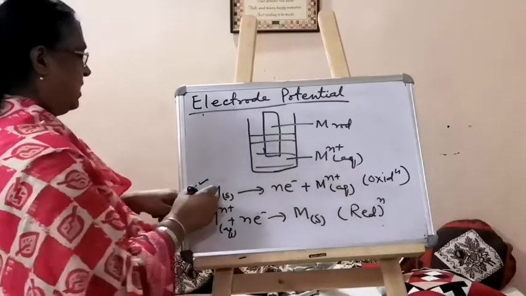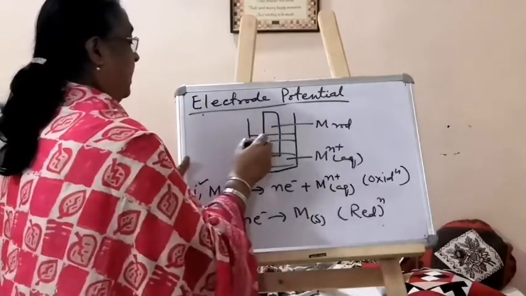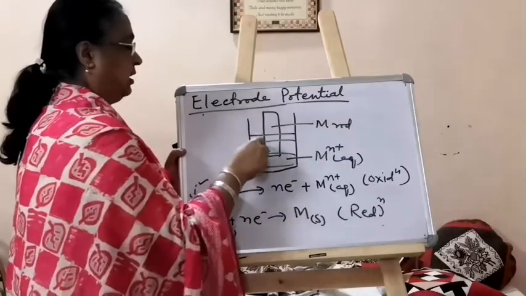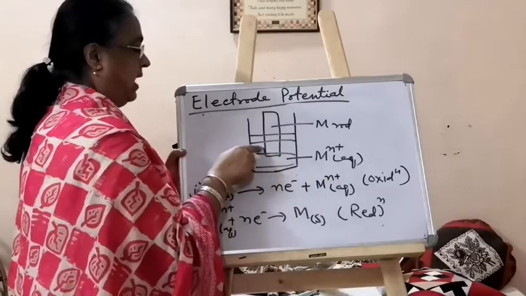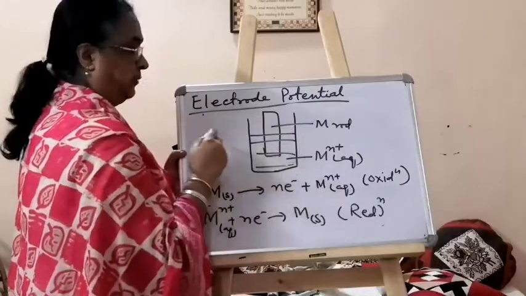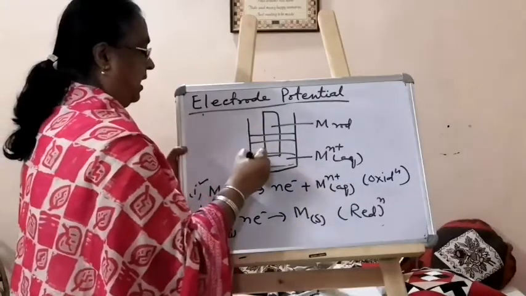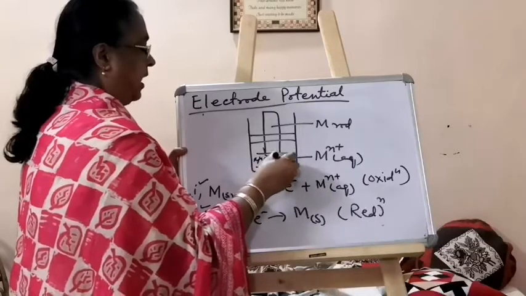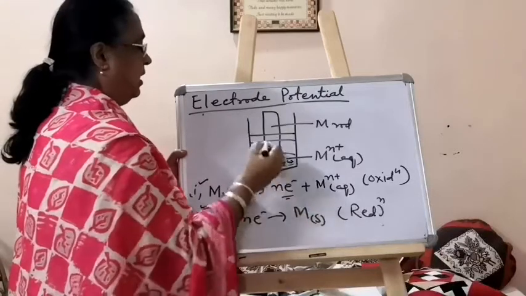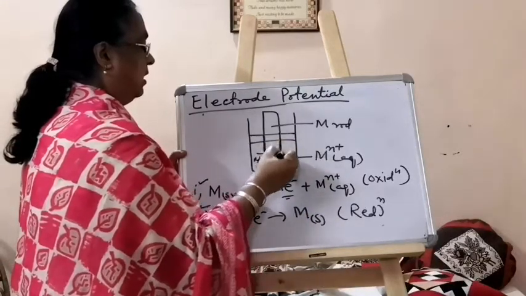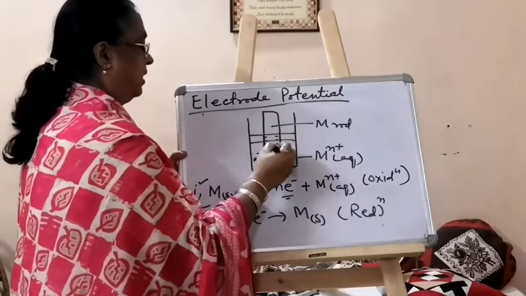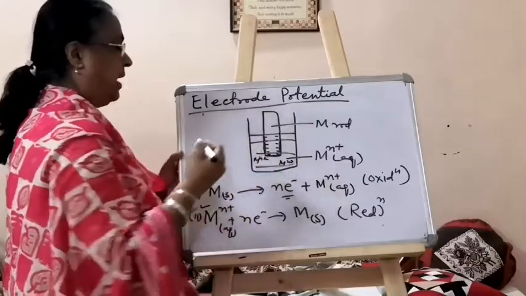So if this phenomenon is taking place, what will happen? The metal present on this rod in contact with the solution will react on the surface, and metal ions will be formed on the surface, and from there they will pass into the solution. So we have all the metal ions present and more being added, and the electrons which are set free will remain accumulated here on the surface.